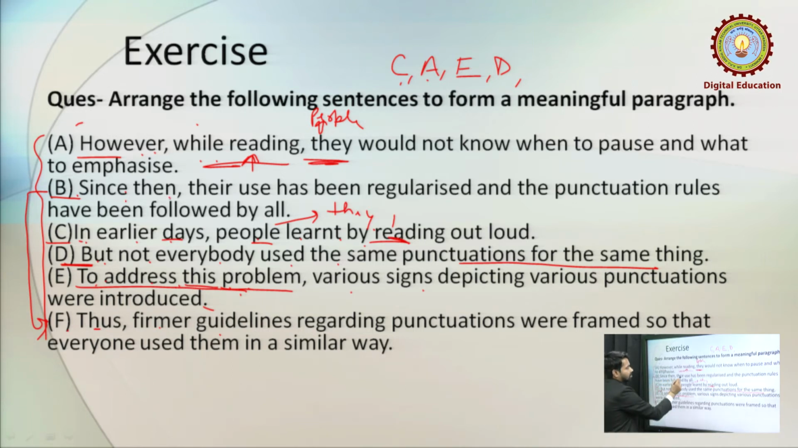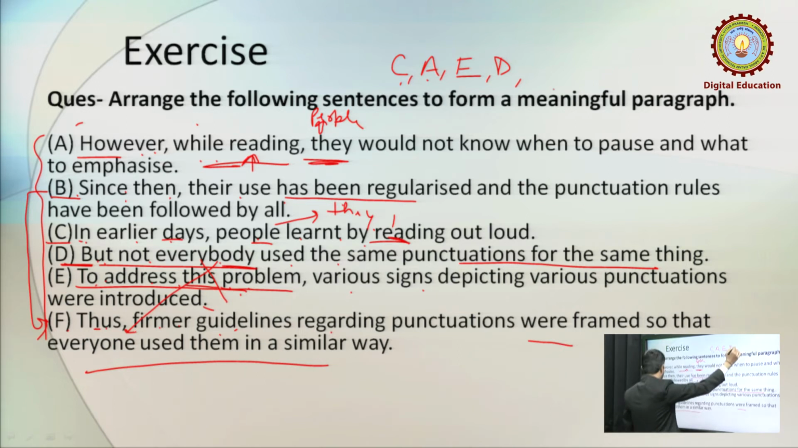Since then, their use has been regularized. The problem still continues, so their use cannot be regularized. Now, this one: thus firmer guidelines regarding punctuation were framed so that everyone used, everyone and everybody, we have used in sentence D, but not everybody. So, you can connect from here.